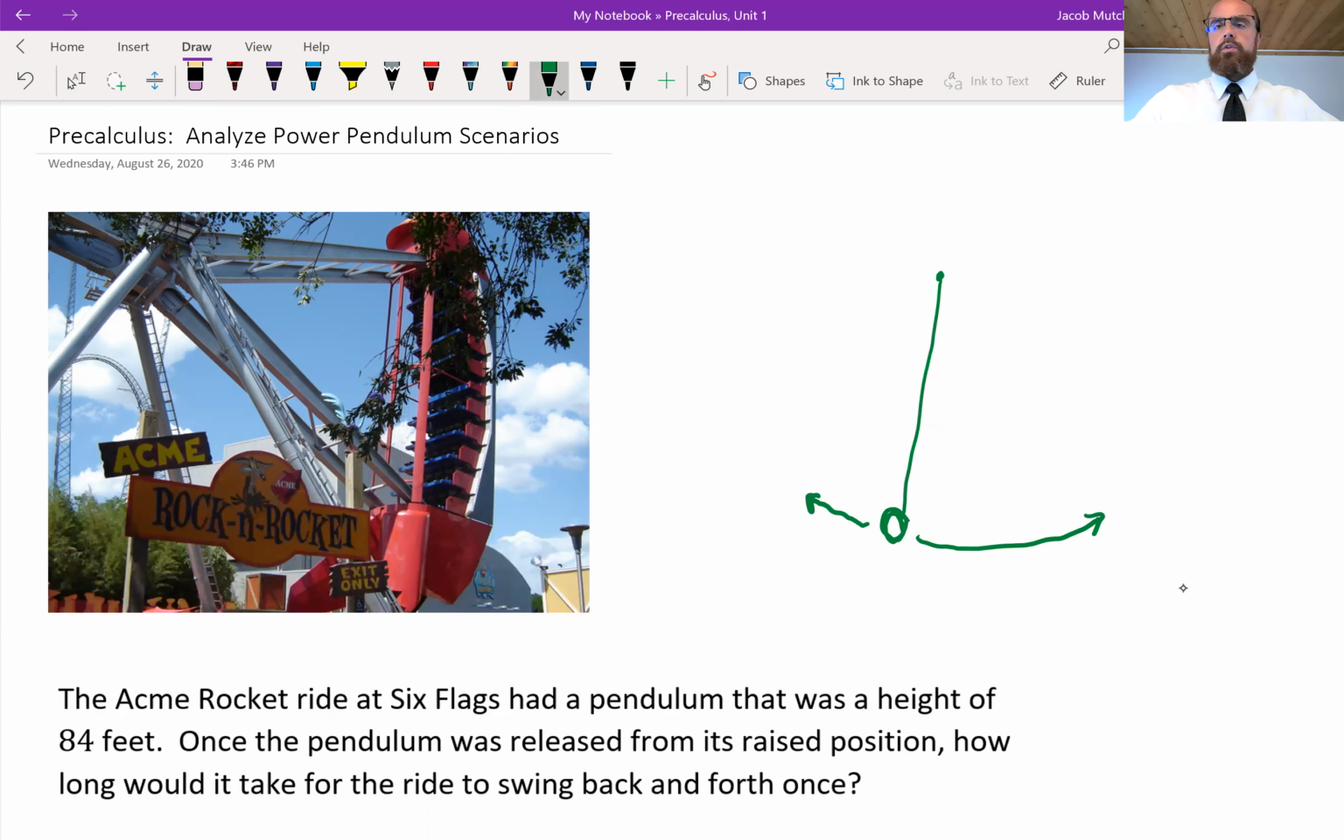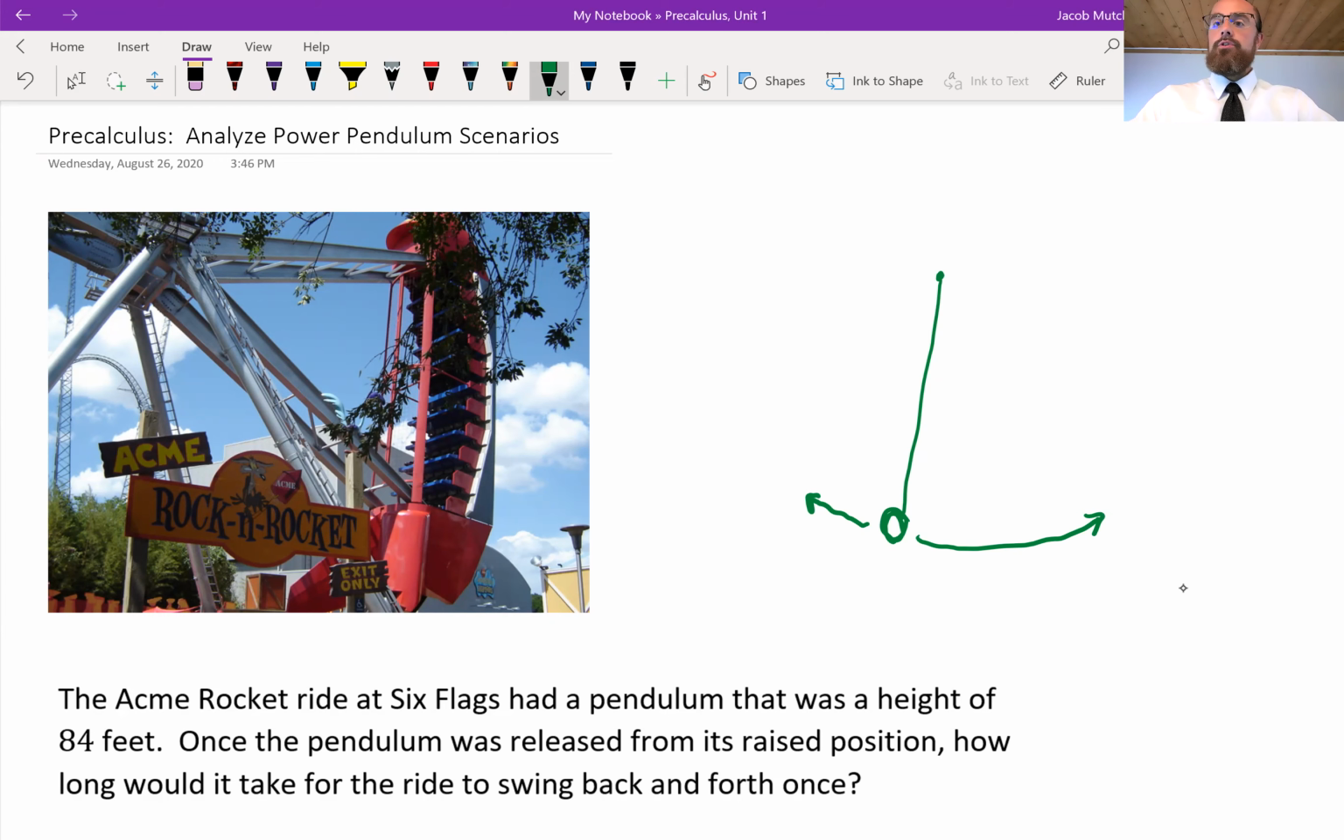Well, it swings back and forth. So it does require some kind of initial pull to the side, and then it's released. And as it's released, the object swings back and forth pretty much without losing a lot of its motion. It swings back and forth, back and forth, back and forth.